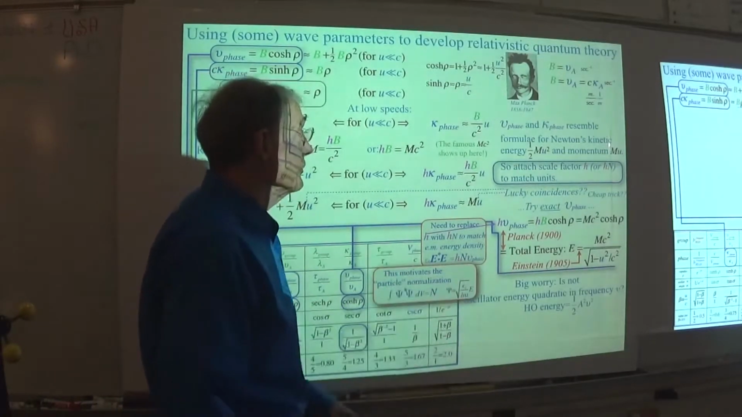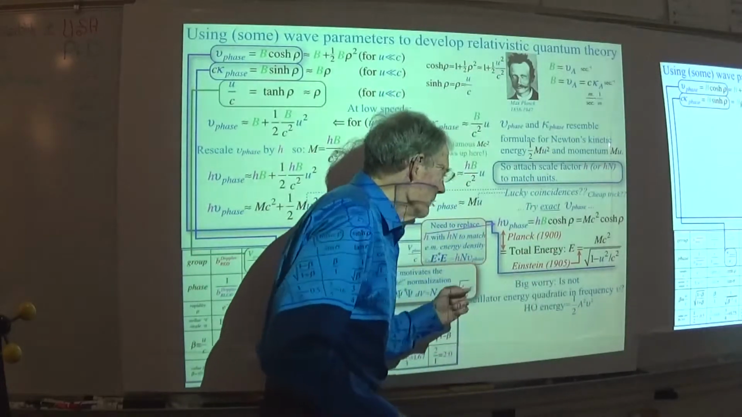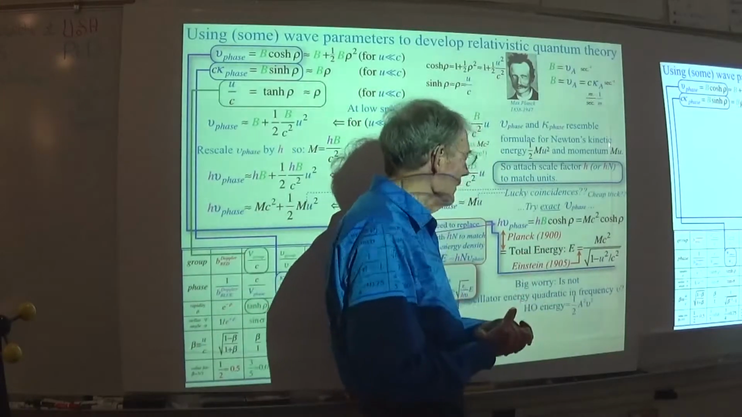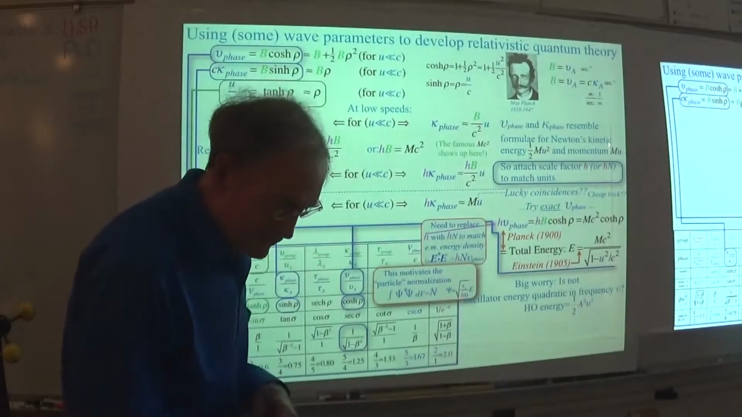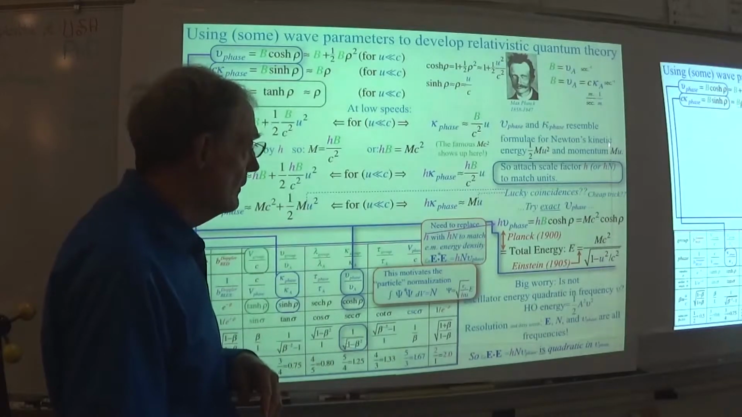And this is where I say big worry for him. Maybe the reason his hair is standing on end is he said, my gosh, I really screwed up. My energy formula should be nu squared. But the answer is no, it shouldn't be. You got it right the first time. But it took a long time to show that that was really a thing.